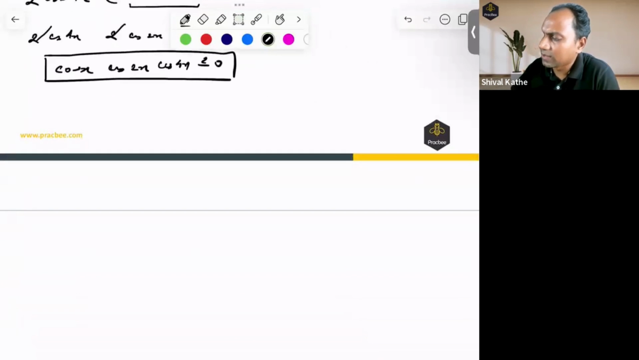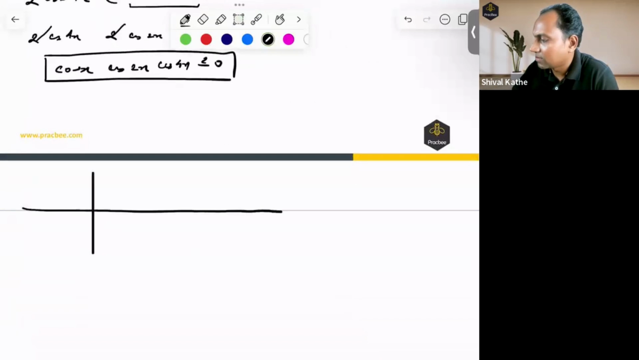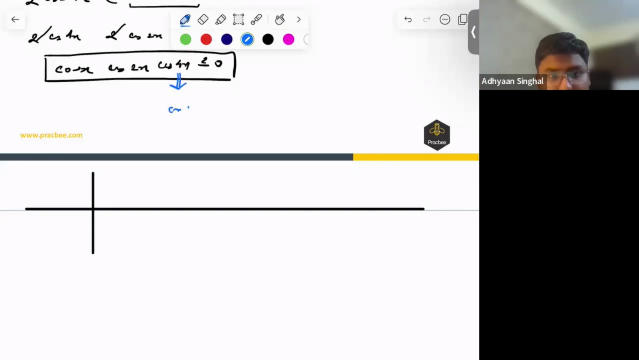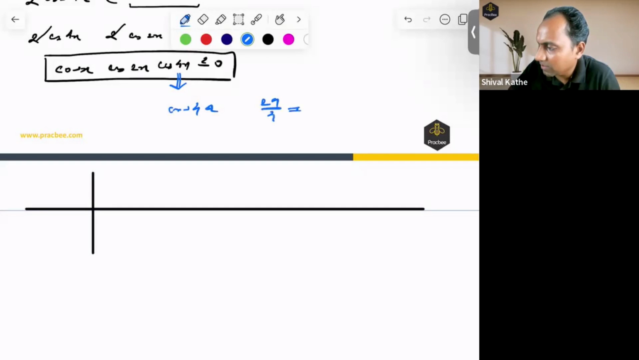Let us start. Was anybody able to draw the graph and get to an answer? Do you require more time to do it? No one is saying anything, so I will assume. So what will be the period of this part? Again, cos 4x, what is the period? 2 pi by 4, so pi by 2. Very good.